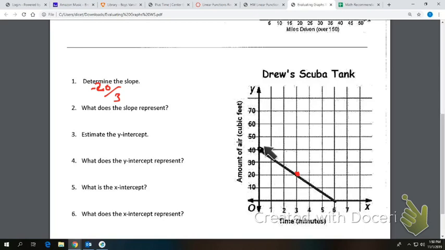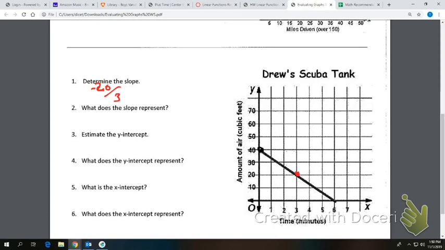So I lost 20 cubic feet every 3 minutes. My tank loses 20 cubic feet of air for every 3 minutes. Does that make sense how I'm saying that? And you have to tell me that.